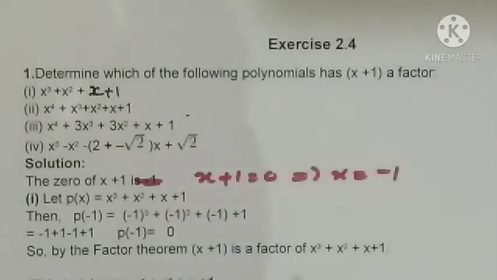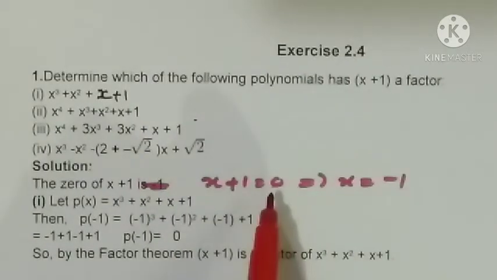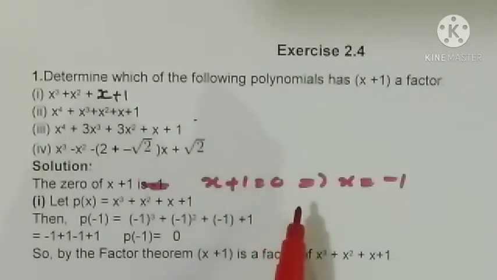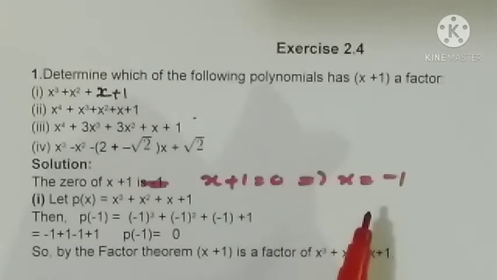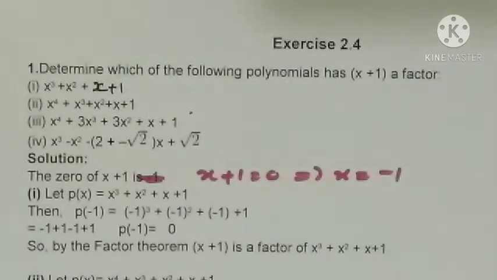What is the first question? We have to check whether x plus 1 is a factor of the given polynomial. What is the given polynomial? P of x equal to x cube plus x square plus x plus 1. Now we are equating x plus 1 equal to 0. Then what is x? x equal to minus 1. Now we are going to calculate P of minus 1.